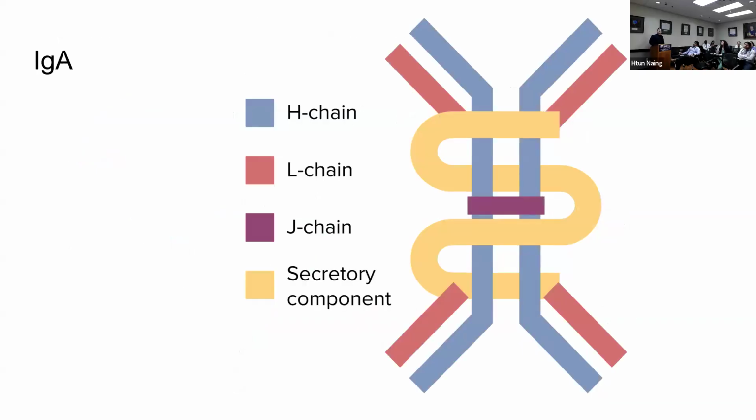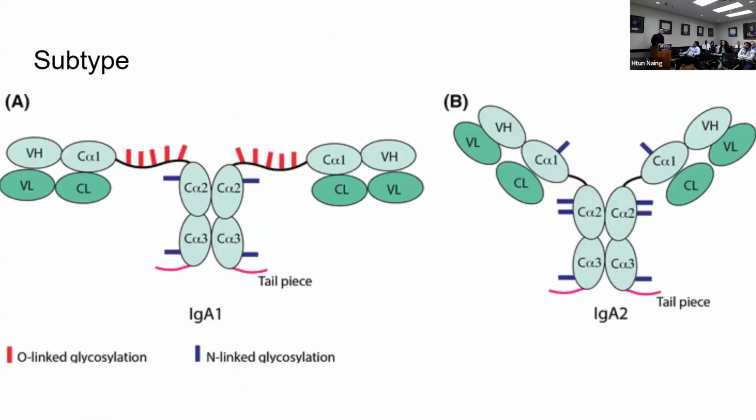This is the IgA immunoglobulin, which stays in a dimer form, meaning two immunoglobulins in a chain with the J chain joining them in the middle, and then there's a secretory component to secrete it into the mucosa. There are subtypes, IgA1 and IgA2. I think it's really interesting because the difference between them is in the hinge region. IgA1 has the longer, more flexible hinge region.